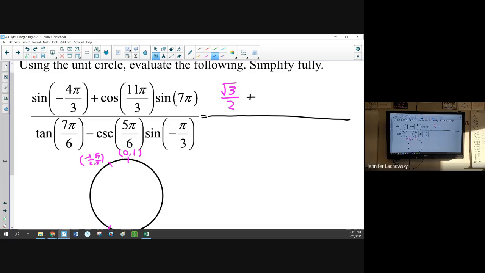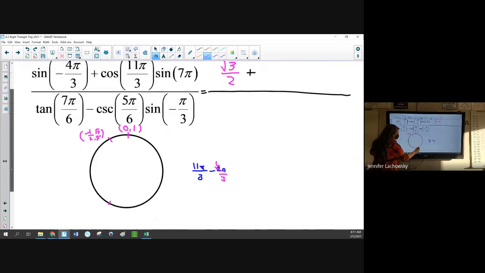Where is 11/3 pi? And you got that from? Okay, 11 pi over 3 minus 2 pi. 2 pi is how many thirds? Okay, so that would be 5 pi over 3. I agree. Where's 5/3 pi? Okay, so down here.